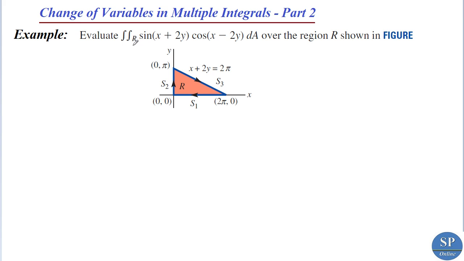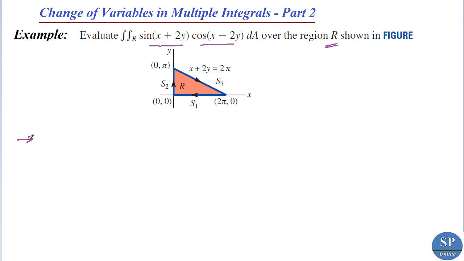Evaluate the double integral over R of sin(x + 2y) cos(x - 2y) dA over the region R shown in the figure. So we are given this region R, which is bounded by these lines S1, S2 and S3. Here the integrand is sin(x + 2y) into cos(x - 2y), so the integration of this integrand is somewhat difficult. So we can change the variables x and y into other variables.